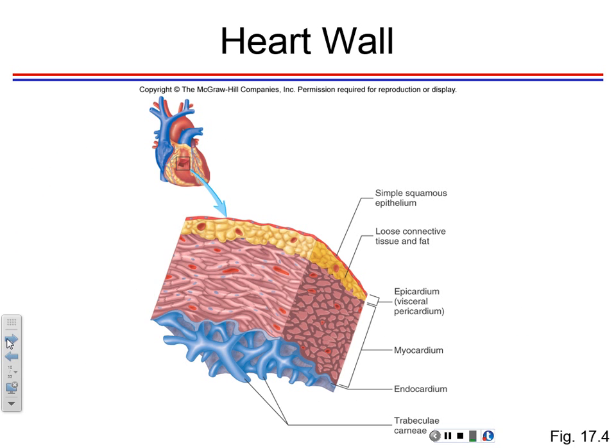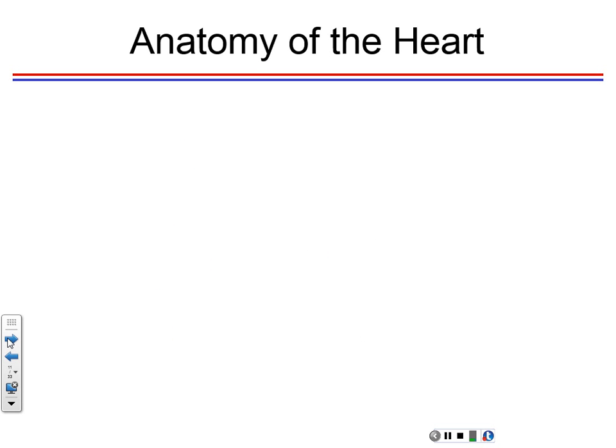So this is just a heart wall showing the epicardium on the outside, the muscle of course, and then of course you see the trabeculae carneae over there, in the ventricles. So there you go. Continue on with the anatomy of the heart.